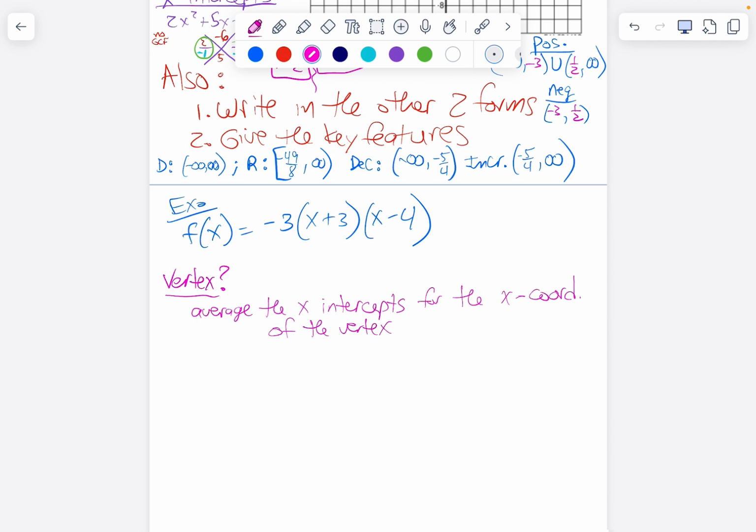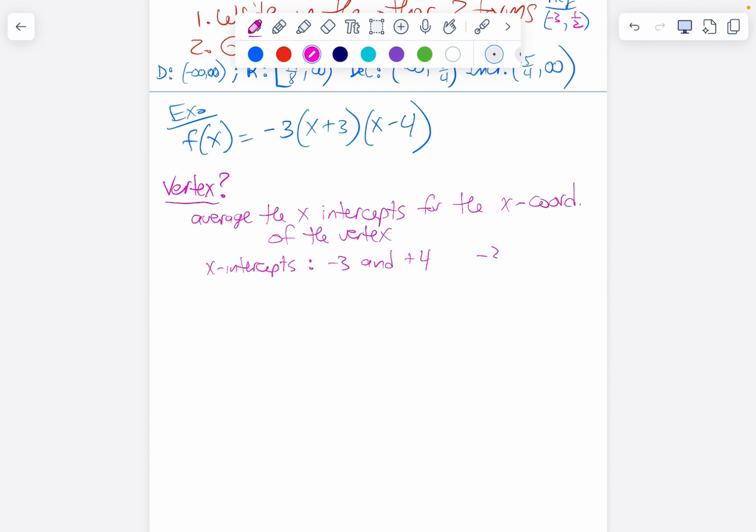So what are the x-intercepts? Yeah, remember we wrote in the notes, it's the opposite of what you see. So we have one at -3 and +4. So we just average those. It just means -3 plus 4 over 2, which is 1/2. So the x-coordinate of the vertex is 1/2. And what other letter is that? This is also H. Good job.